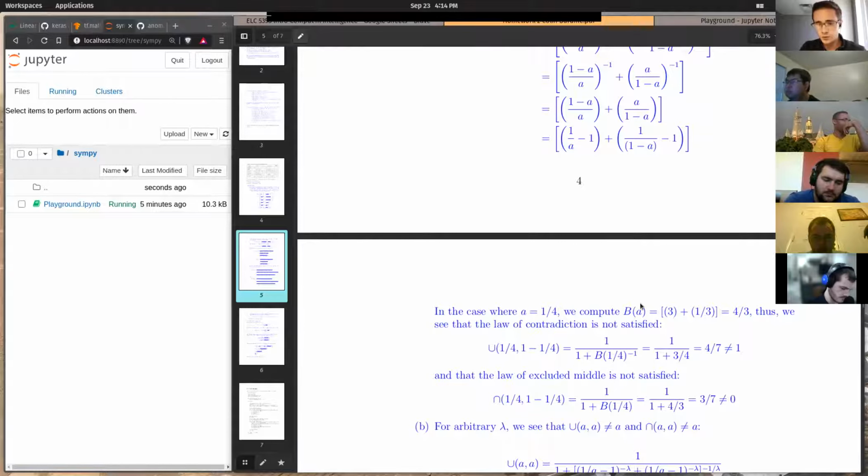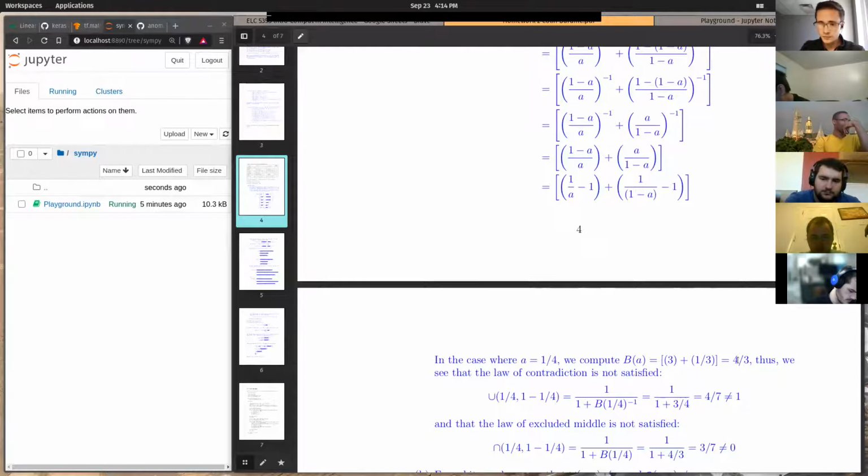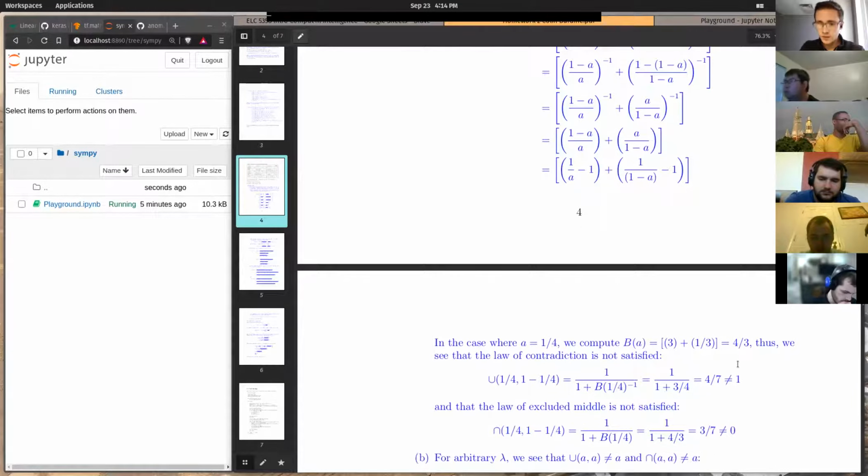Alpha equals 1/4. We get the quantity in brackets is 3 1/3, which is 4/3, which is not quite equal to 1. So it's close, but not exact. Okay, how can we get 4/3? Oh, I see, that's an intermediate result. That's not the final result. Right, I see. So the final result was 4/7, so it was greater than a half, but not quite equal to 1.